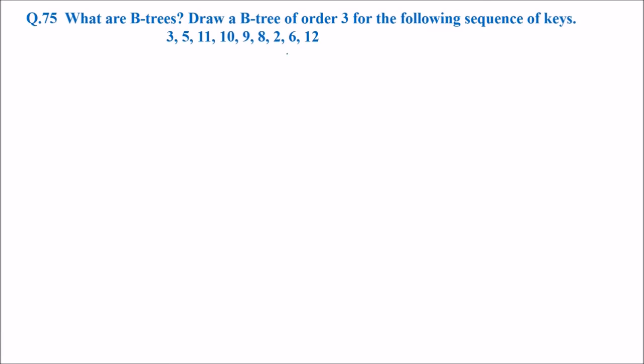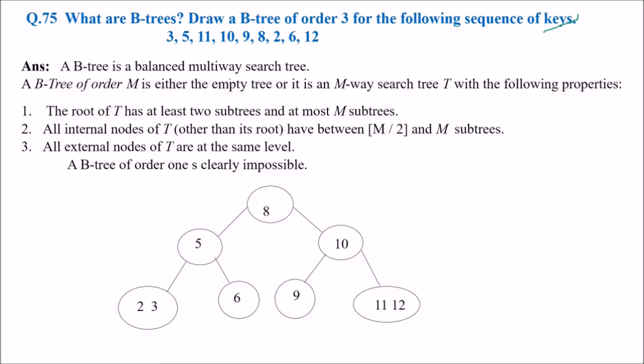What are B trees? Draw a B tree of order 3 for the following sequence of keys. So B tree is a balanced multi-way search tree. B stands for balanced, and you have a multi-way search tree. There will not be only one key, you have multiple keys here, but they follow certain rules.